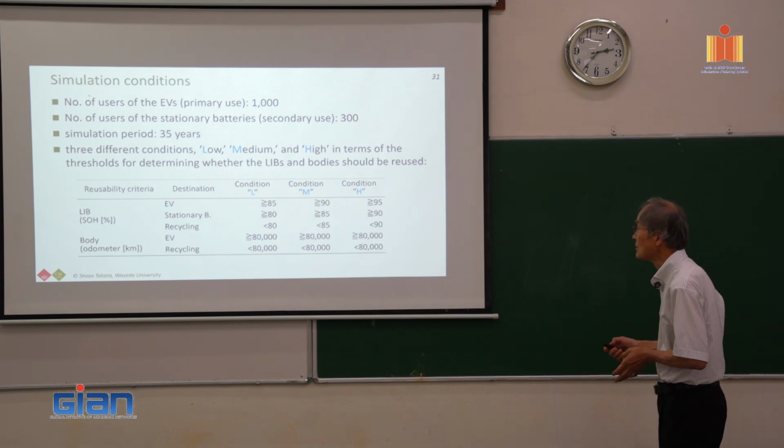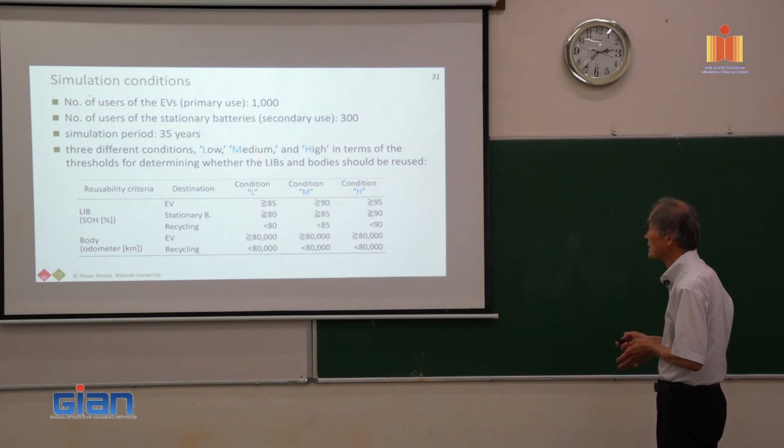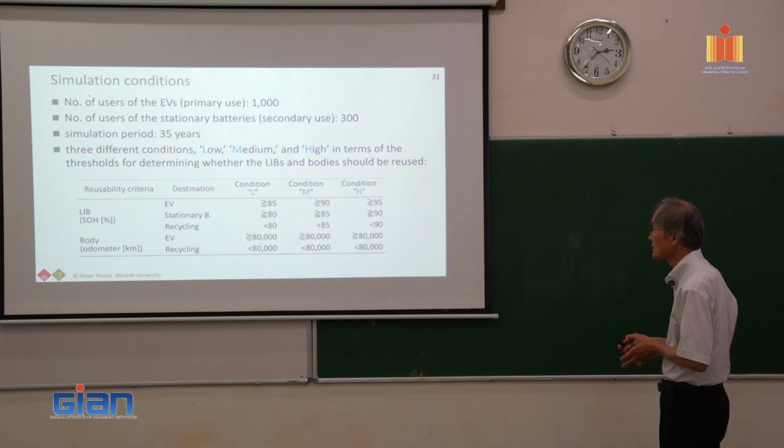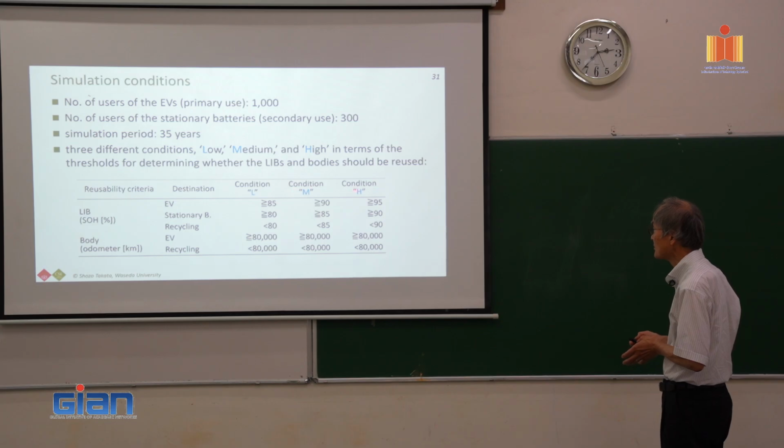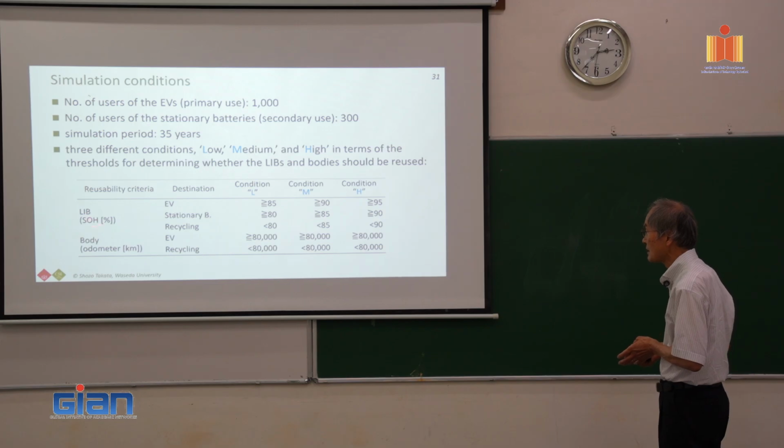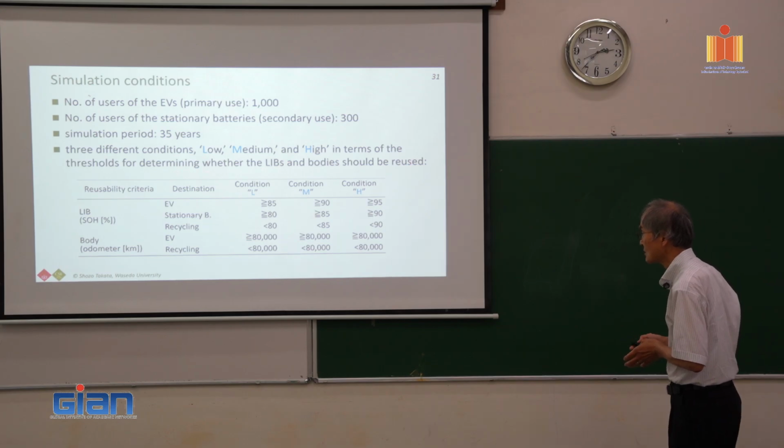So, and three different conditions, low, medium, and high, and we assigned the threshold for determining whether the ribs and bodies should be reused.